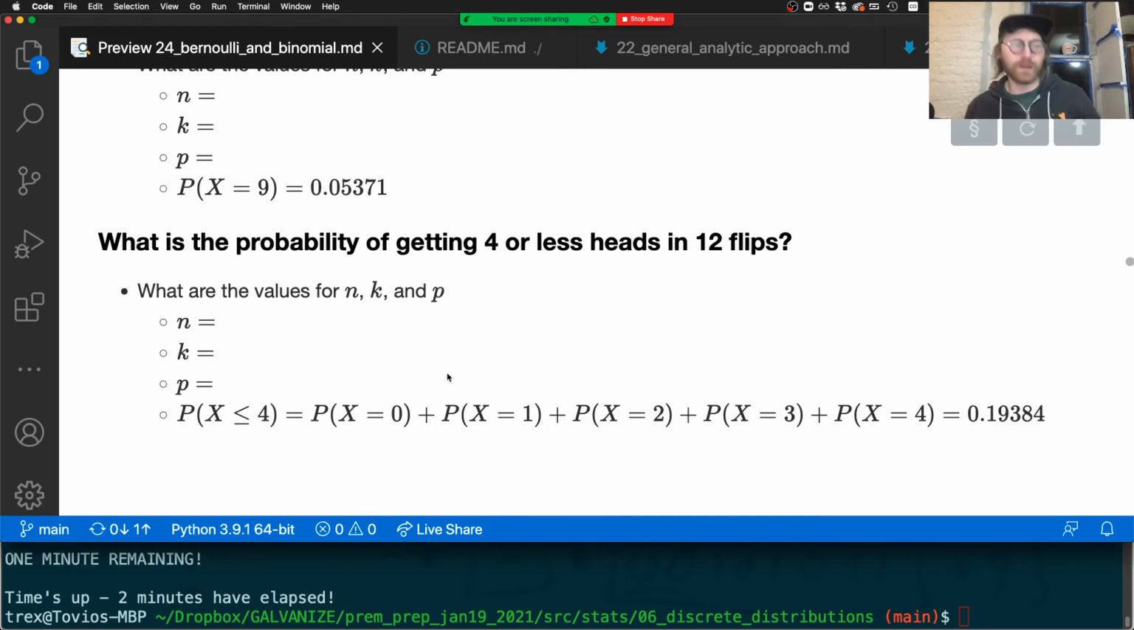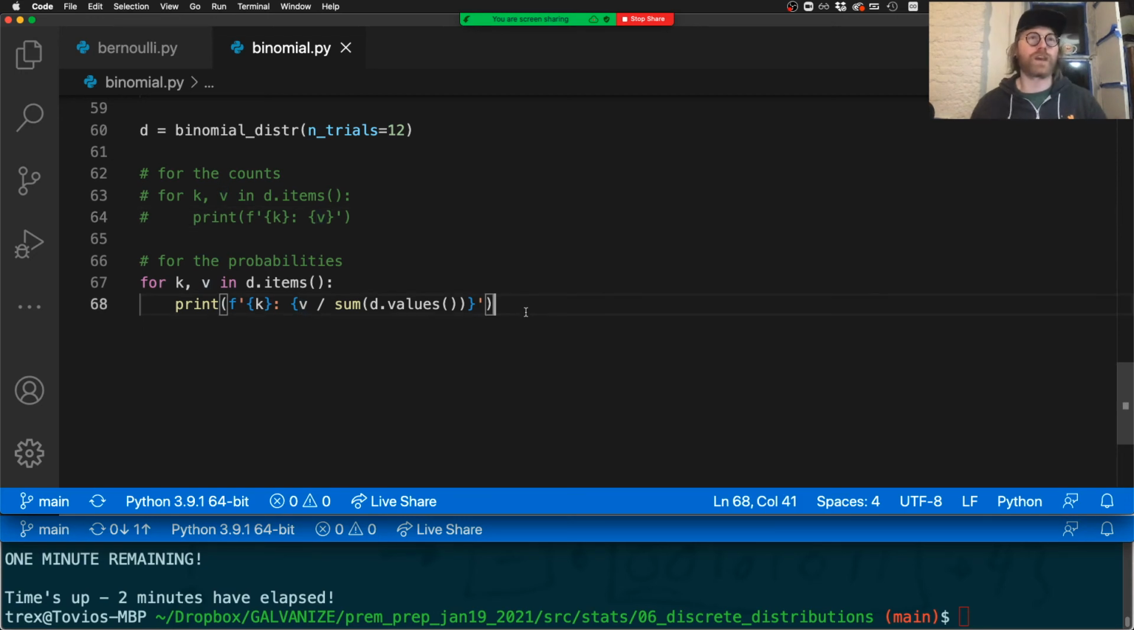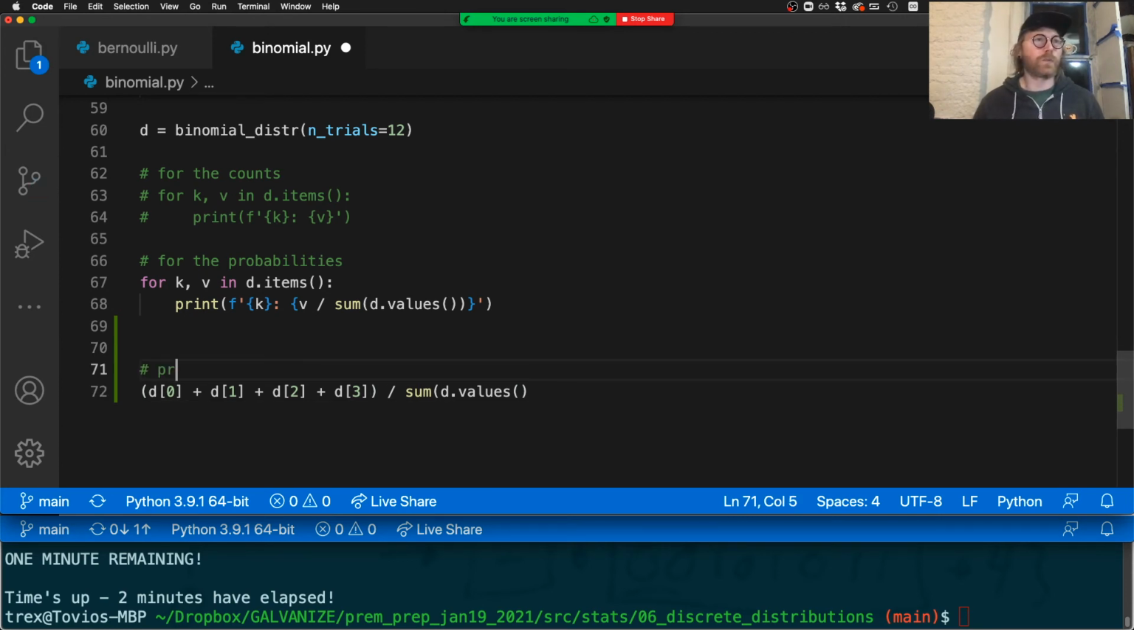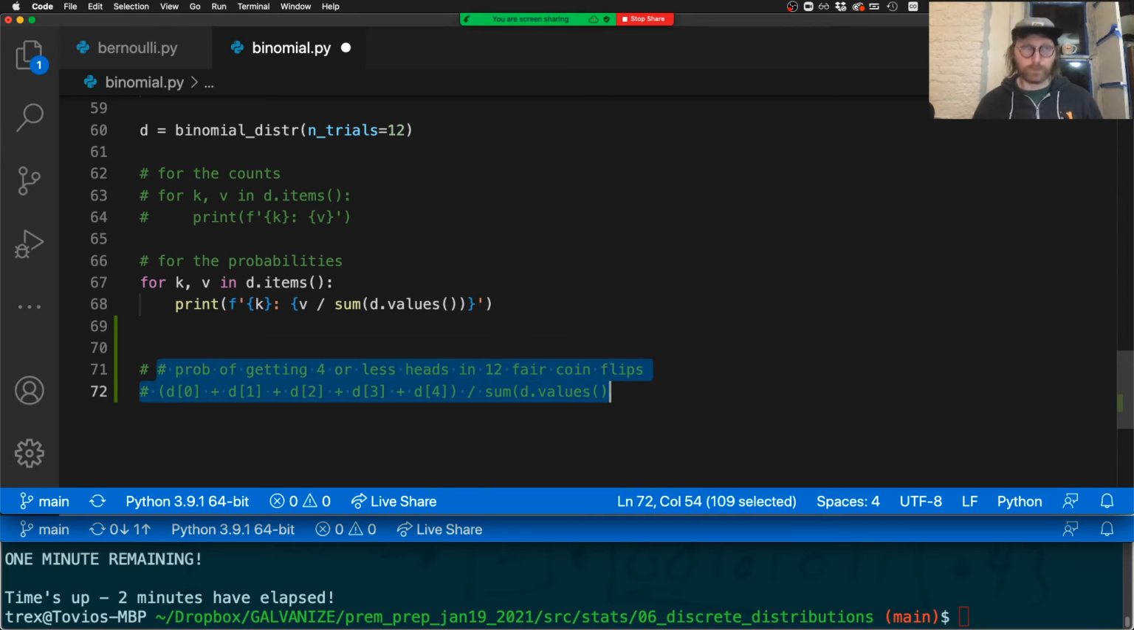The way that I might do that in Python, well, that would be easy enough to do, I think, if we just did, for example, d sub 0 plus d sub 1 plus d sub 2 plus d sub 3. So it's going to be that divided by the sum of d.values. So this would be the probability of getting d sub 3 plus d sub 4, actually, of getting 4 or less heads in 12 fair coin flips. Okay.